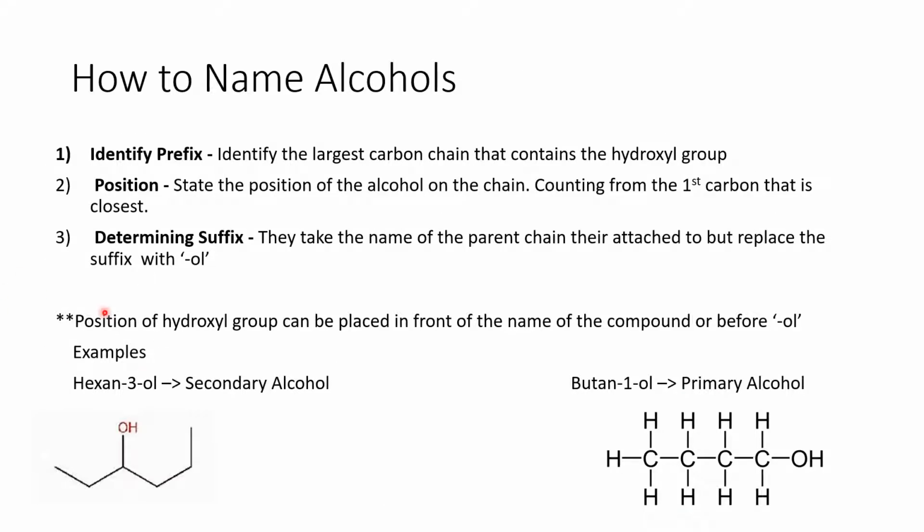When it comes to naming them, it's again fairly simple. First of all, you identify the prefix. That's the longest chain that contains the hydroxyl group. So that is, in this case, 6 carbons, so it's hexane. Then you state the position of the hydroxyl, which is 3, and then you state the suffix, which is ol. So this is hexan-3-ol. This is a secondary alcohol because there's 2 carbon atoms attached to the carbon atom that the hydroxyl group is attached to.